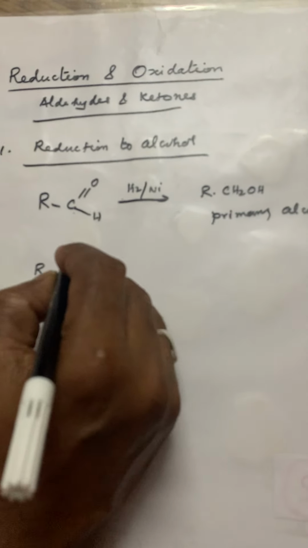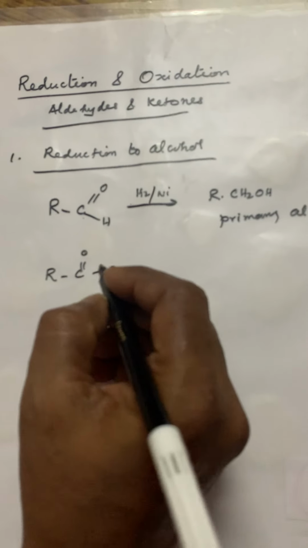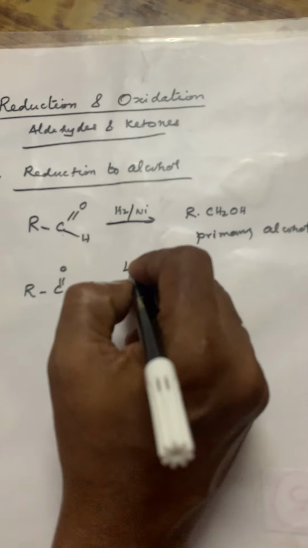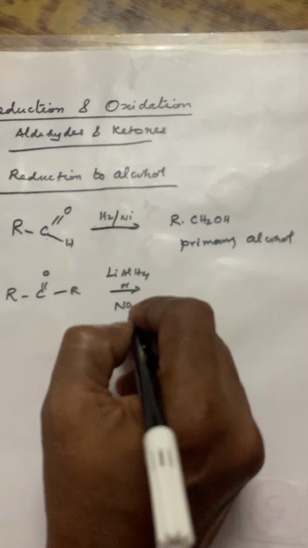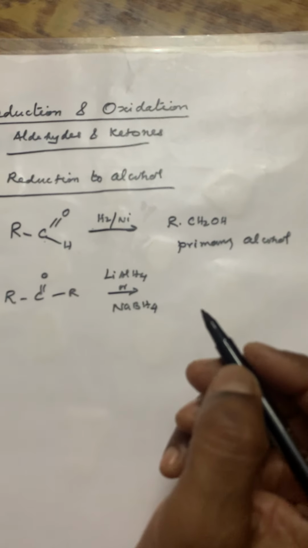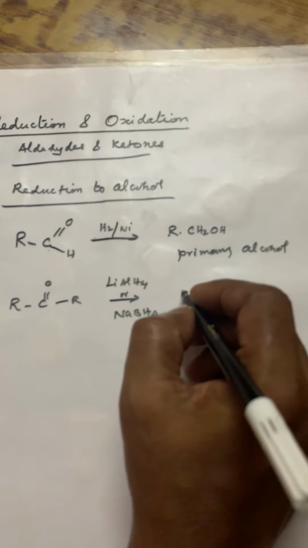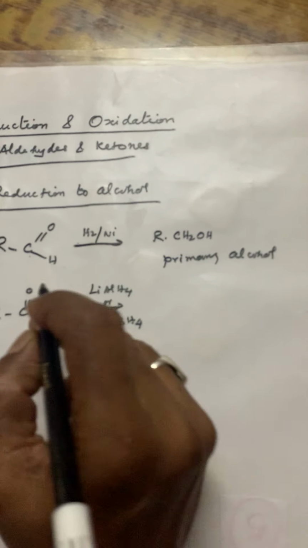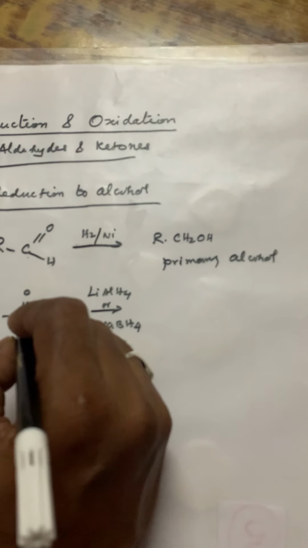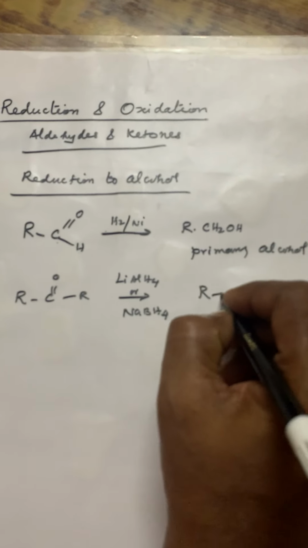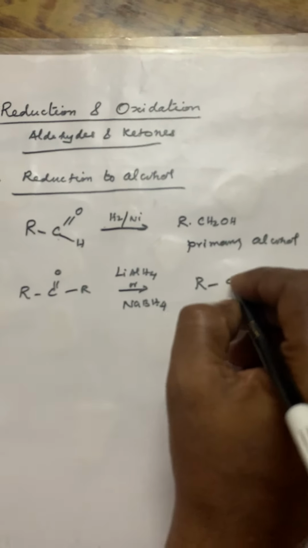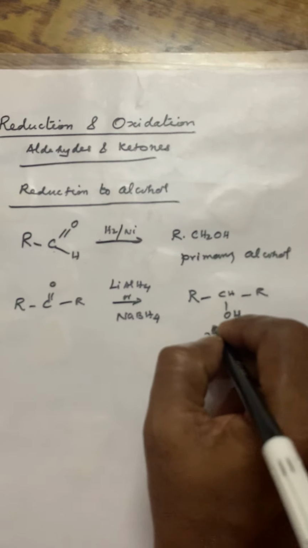If you take a ketone, R-C double bond O-R, in presence of lithium aluminum hydride or sodium borohydride, it again gives hydrogen. Here one hydrogen will be attached to carbon and one hydrogen will be attached to oxygen, so it gives RCHOHR. This is a 2 degree alcohol.